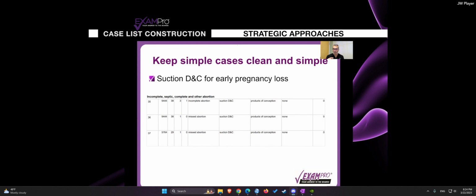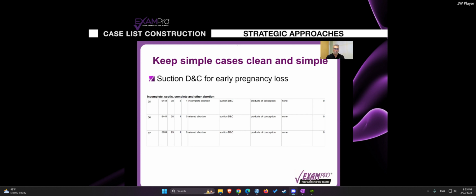This is an actual way that these cases were entered into a real case list. Now you'll notice that they did use the abbreviation D&C, but you'll also notice that they did not use the abbreviation AB for abortion. Okay, so I would have called this incomplete AB, missed AB in each of these cases. But I will give credit here. This is a very simple and clean entry. These are not difficult cases. These patients were not admitted. They had no complications. They had very straightforward presentations, okay?